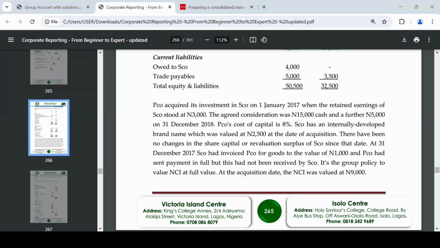Sorry. Okay. I think this is goodwill. It's goodwill, and I think it's revaluation of goodwill at the date of acquisition. It's not goodwill, it's brand name. Yes, which was valued at 2.5. Okay. Let somebody else try.